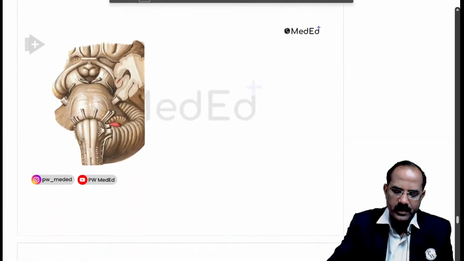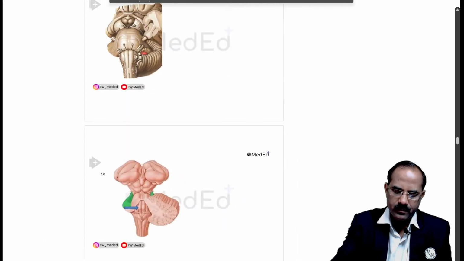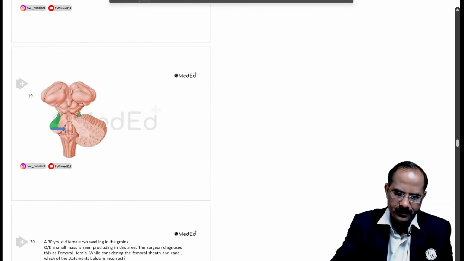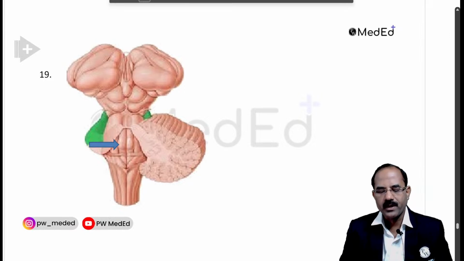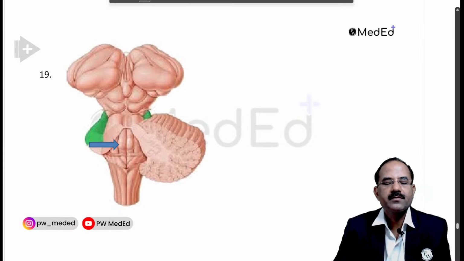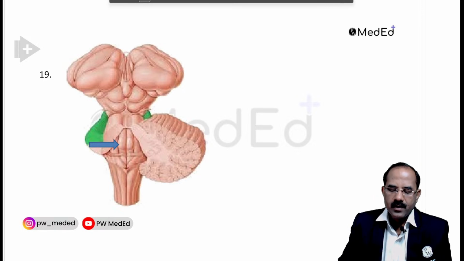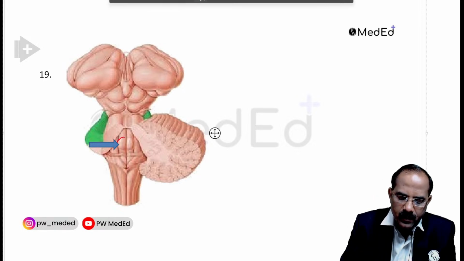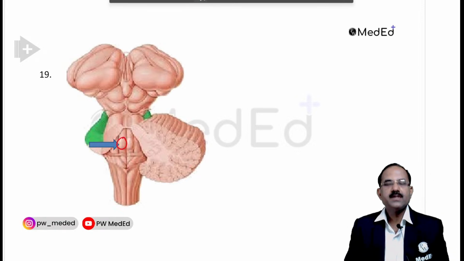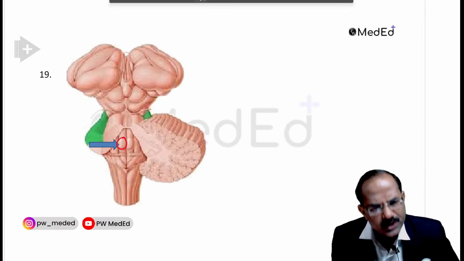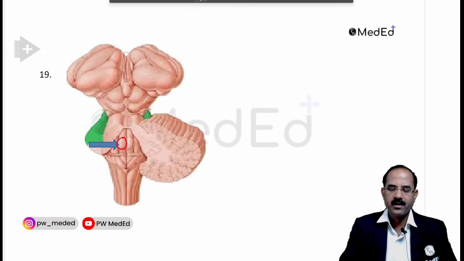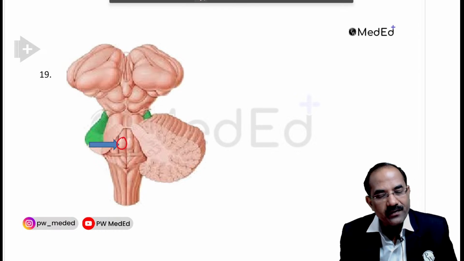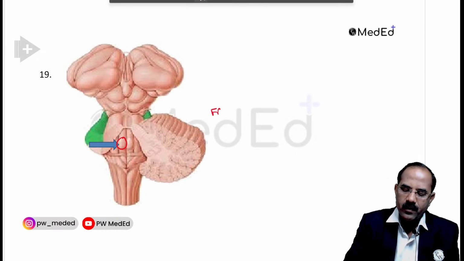Just identify this slide first. What is this prominence? This rounded swelling. We are in the floor of the fourth ventricle. And what is this rounded elevation known as? This is what we call the facial colliculus.